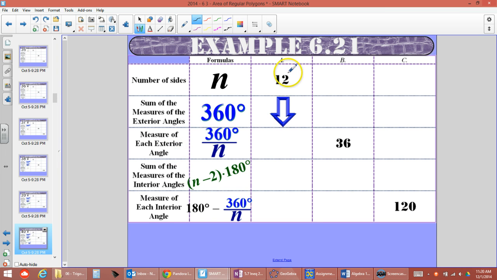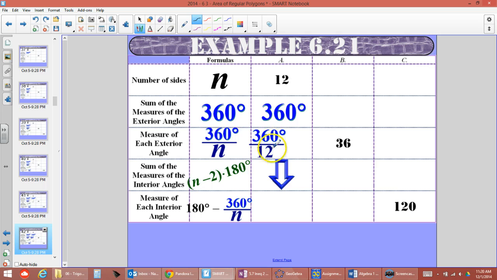Right, so now let's start doing some examples. I have 12 sides. The sum of the exterior angles is 360. It doesn't matter how many sides there are, it's going to be 360 here and 360 here. So now if I take this 360 and divide it by n, it gives me 360 over 12. Well, that's going to give me 30 degrees.